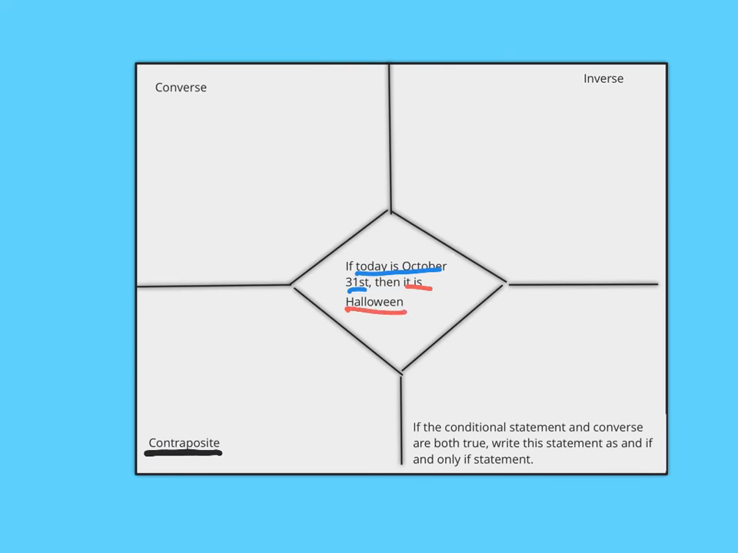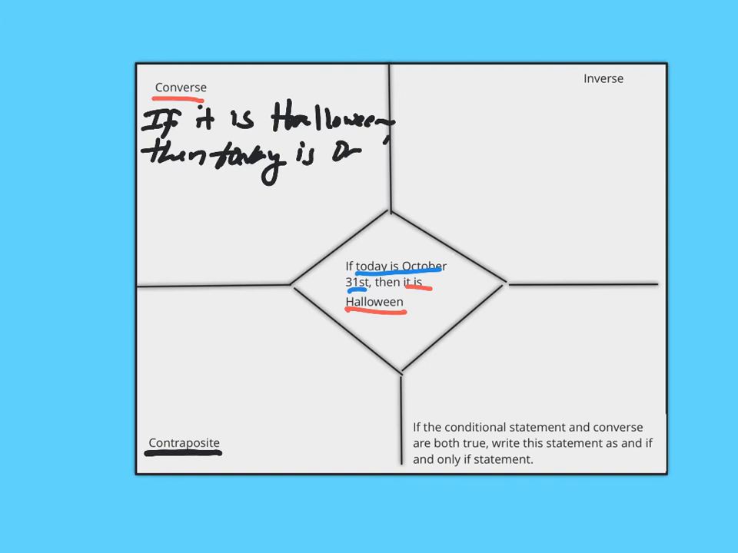So if we take the converse, remember the converse is when we interchange or change the order of the hypothesis and conclusion. So if we do that, our new statement will be: if it is Halloween, then today is October 31st. That's our converse.